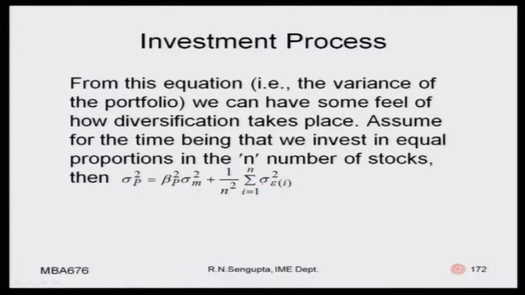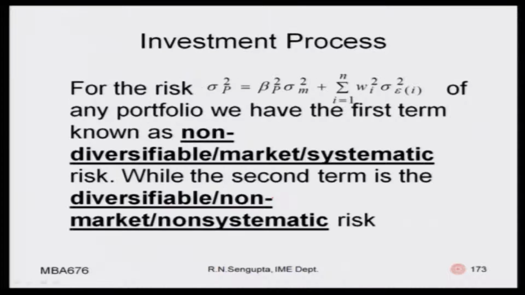Now, assume for the time being that we invest in equal proportions in n number of stocks, n or k if you remember, because I am using them interchangeably. If there are n number of stocks and if we expand the equation, what you have is the risk coming from the market and the risk coming from the white noise. For the portfolio which you are forming, we will have the first term, which is known as the non-diversifiable or market risk, because you cannot diversify that. There would be some beta p whole square and definitely some sigma square m.